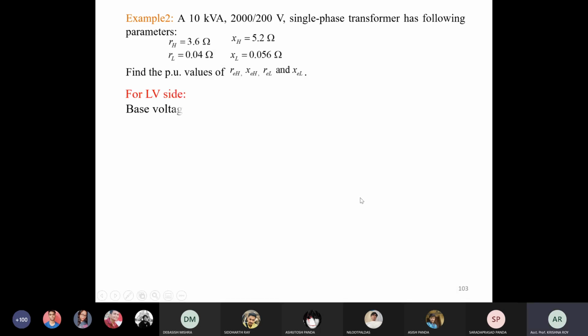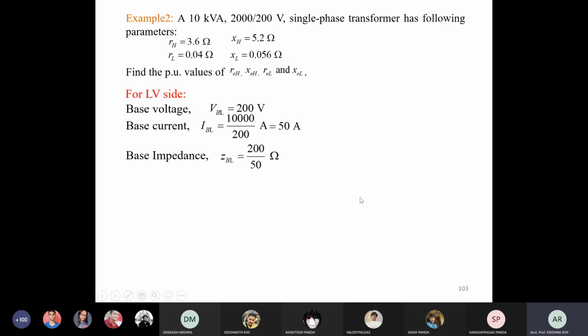So for the low voltage side, base voltage 200 volt, base current you have to calculate, and then calculate the base impedance for the low voltage side. Or you can apply the other formula, that is 200 square divided by 10 into 10 to the power 3. In both ways you will get the base impedance as 4 ohm. So for ZBL calculation, if you use the voltage and power rating, then you don't have to calculate the base current.